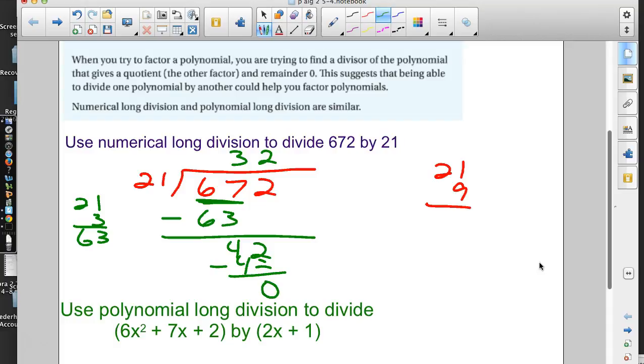That means that 32 went into our 672 perfectly. 21 went into 672 perfectly. These were factors of 672. Now, remember, we did not focus on the whole number at one time. We focused on the first digits that we could match. That's what we were doing, because that's what we do with polynomial long division.